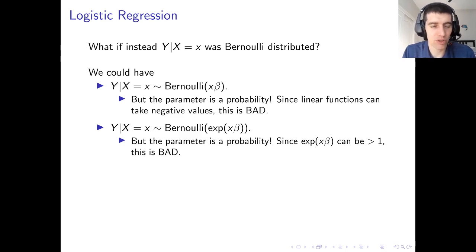So maybe what we could do is, instead of having the Bernoulli parameter be x beta, we can take it to be maybe exponentiated x beta, right?